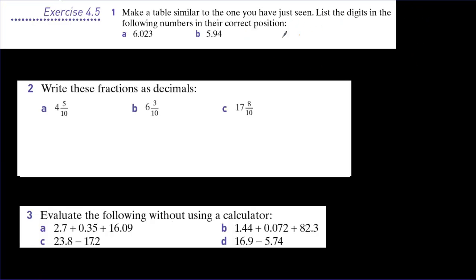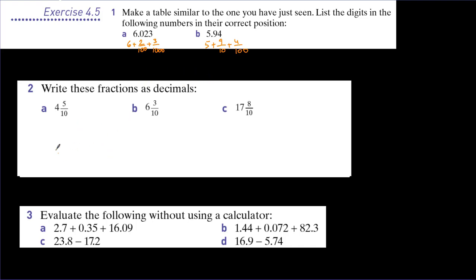Okay, the next one. Make a similar table, it says, but I'm going to show only the fraction part of the tables. When you are writing these numbers, this should be equal to 6 plus 0 over 10, there is no need to write that, plus 2 over 100, plus 3 over 1000. This is 5 plus 9 over 10 plus 4 over 100.